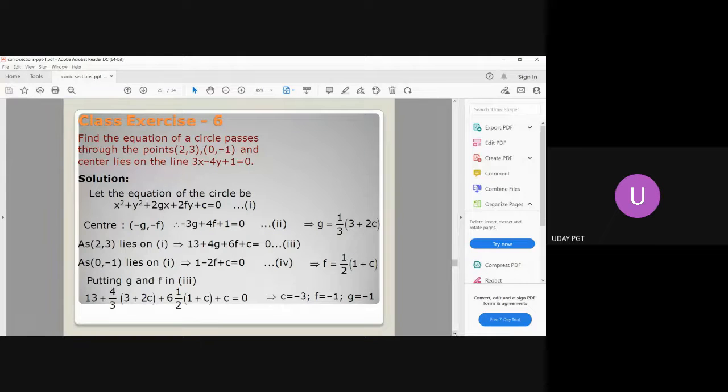Now another question is, find the equation of the circle passing through the points (2, 3) and (0, minus 1) and whose center lies on this line.